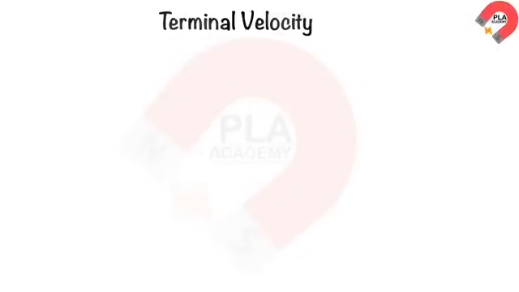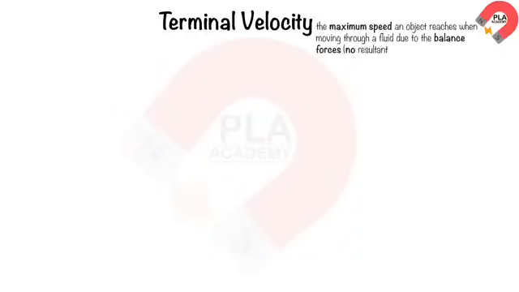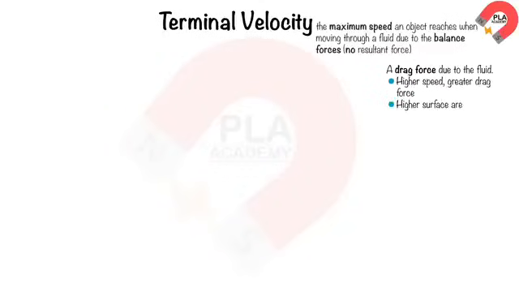Terminal velocity is the maximum speed an object reaches when moving through a fluid, liquid or gas, due to the balanced forces, with no resultant force. When an object is moving through a fluid, there is a drag force due to the fluid. This drag force can increase when the speed of the object increases and the surface area of the object increases. Right now, we will use the symbol sigma F to represent the resultant force. Consider the terminal velocity of a skydiver.